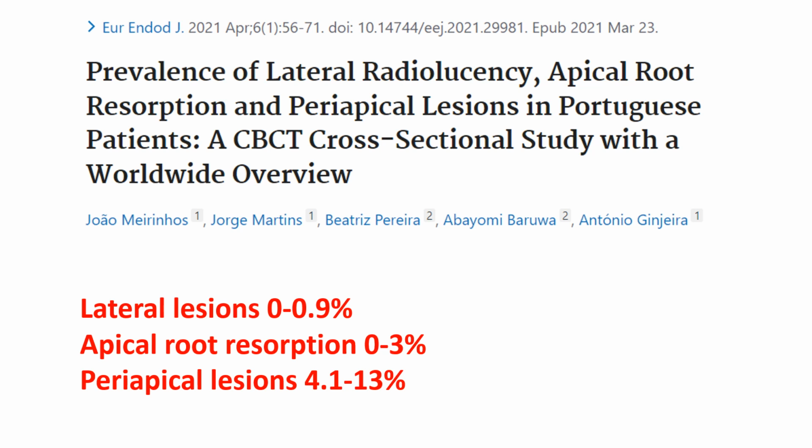It is stated here that lateral lesions have a prevalence of around 0 to 0.9%. Apical root resorptions are quite low, 0 to 3%, and periapical lesions are from 4 to 13%. That means that periapical lesions are very common, and they have to be diagnosed very well, and we may need CBCT for this diagnosis.